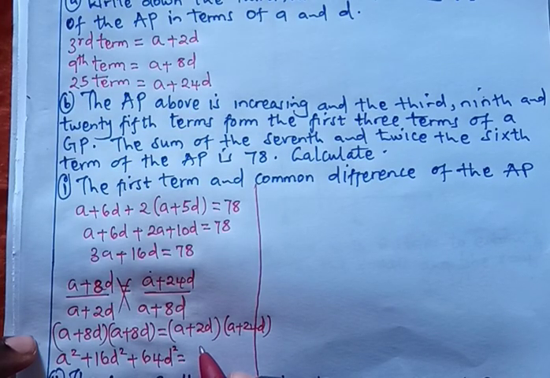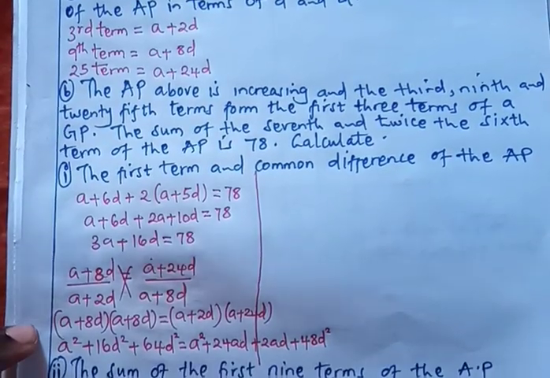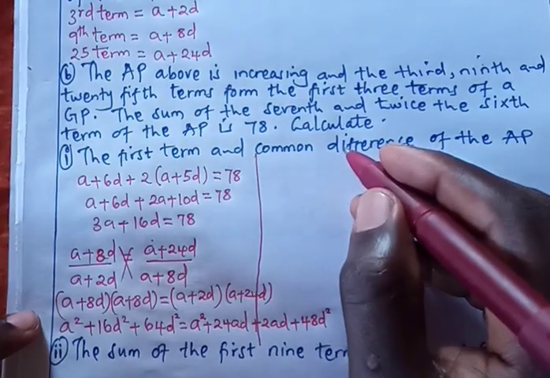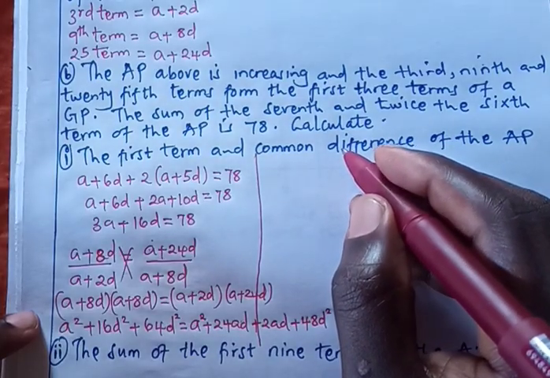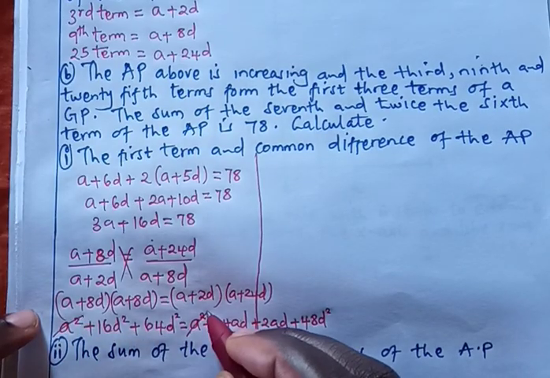Now this is equal to a squared. Then if you multiply by this, 24 plus 24 AD, then plus 2 AD, then plus 48D squared. We put like terms together. If you put the like terms together, you discover that A and A are going to cancel.